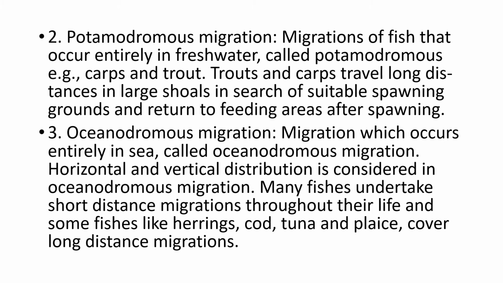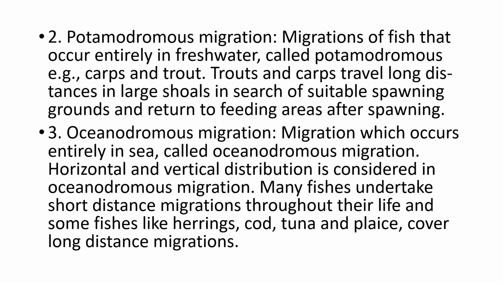So the second type of migration is potamodromous migration. Potamodromous migration means the migration of fish that entirely occurs in fresh waters. Some carps and trouts travel long distances in large shoals in search of suitable spawning grounds and return to the feeding areas after spawning. So this migration takes place specifically within the boundary of the freshwater.